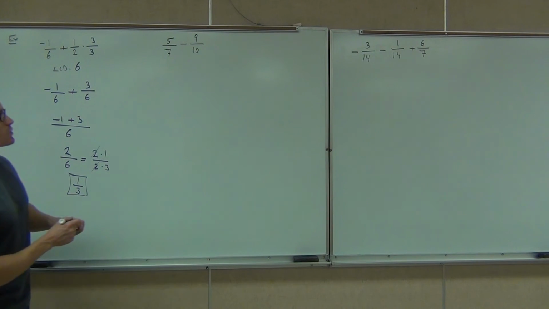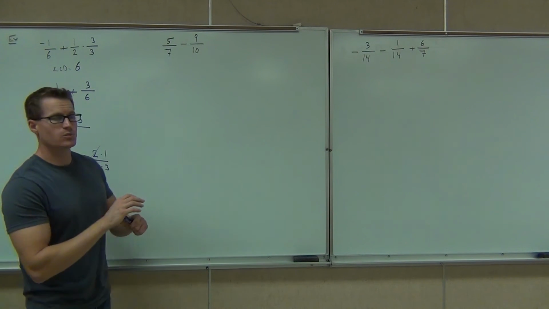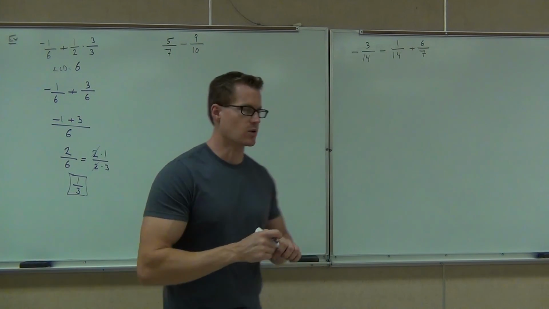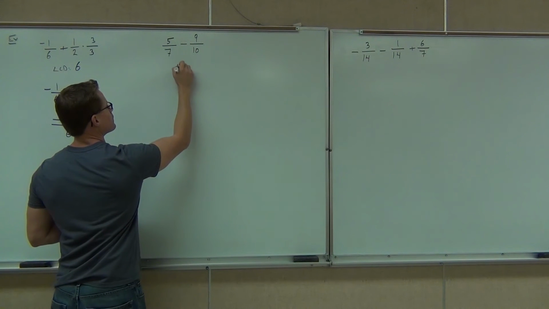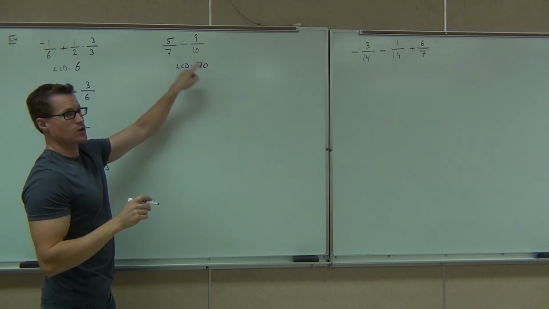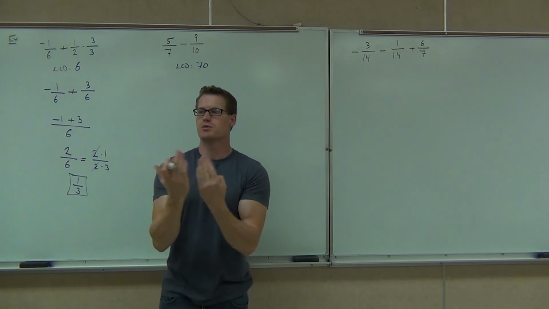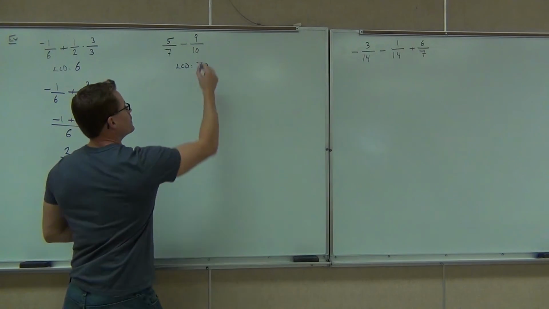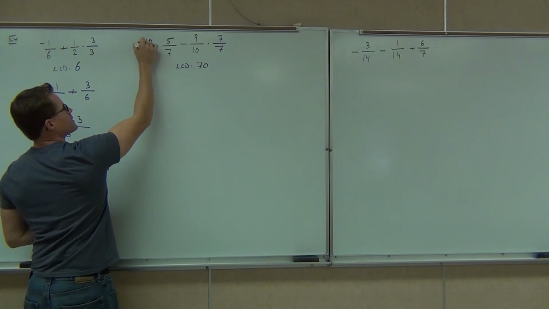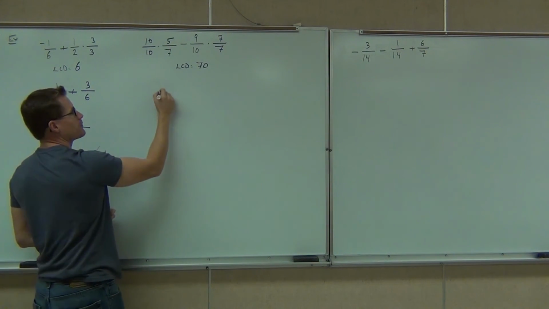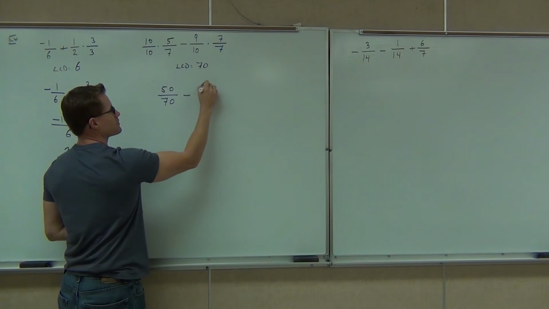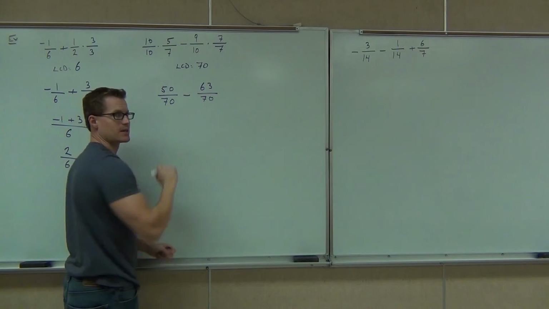Okay, next one. So we have 5/7 minus 9/10. We need an LCD. Did you find your LCD? 70, that's right. This time they have no common factors. If they don't have any common factors, you know your LCD is going to be the product of those two numbers. We multiply here by 7 over 7. Multiply here by 10 over 10. So I'm hoping that you got 50 over 70 minus 63 over 70.